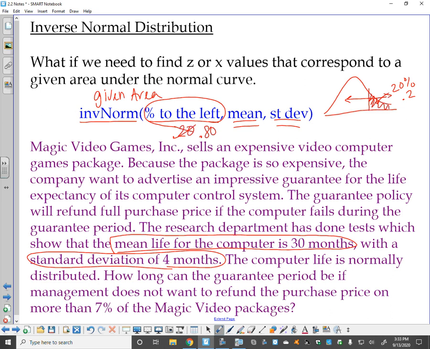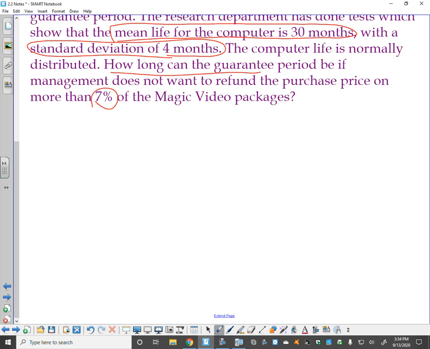How long can the guarantee period be if management does not want to refund the purchase price on more than 7%? So management, accounting says, all right, we can handle refunding 7% of what we sell, but I can't do any more than that. So how long do we need to set our guarantee period at? Okay, when you get a problem like this, start with a curve. You know that you have a mean of 30 months.